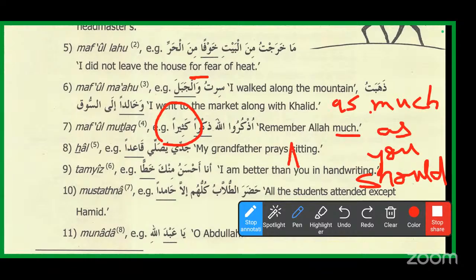By mentioning the quantity, it is implying the quality. Like you should always be remembering Allah. Isn't it like this? Oh, yeah, of course.